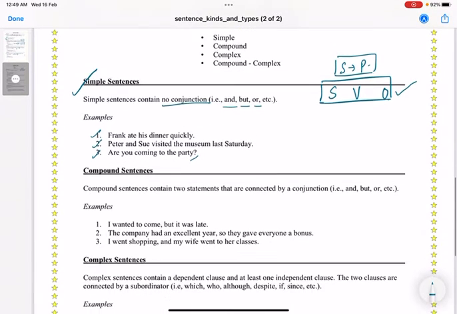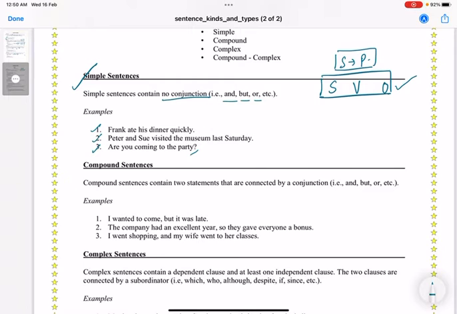Now coming over to the next type, which is a compound sentence. A compound sentence contains two statements that are connected by a conjunction. Now you can say that a compound sentence is directly the opposite of a simple sentence. In a simple sentence, one statement and no conjunction. And in a compound sentence, two statements and yes, there is a conjunction.